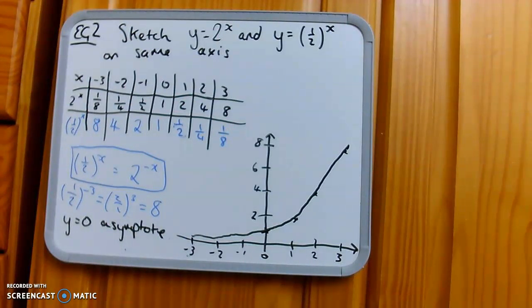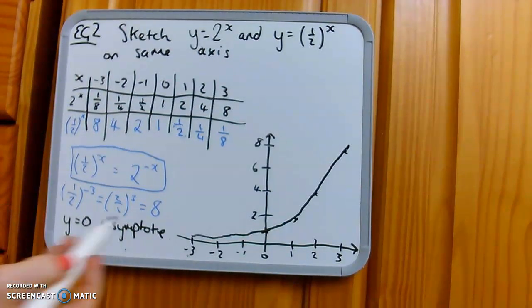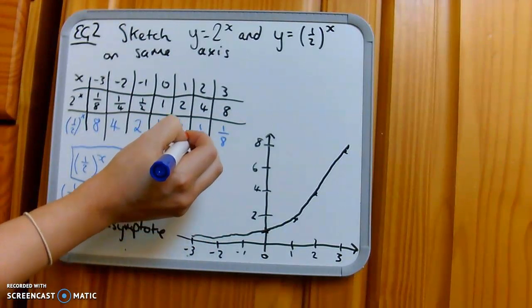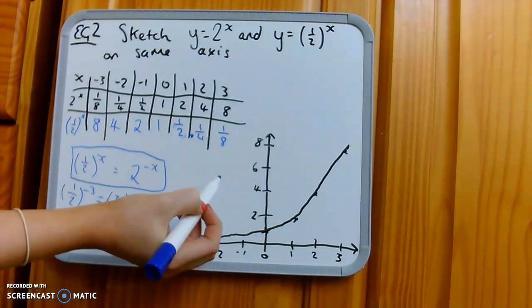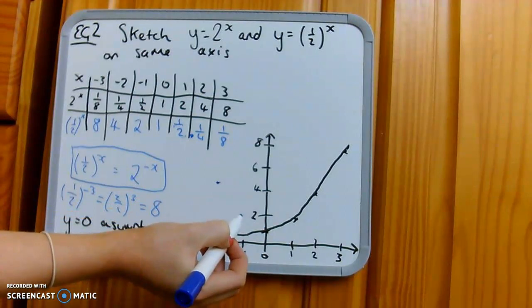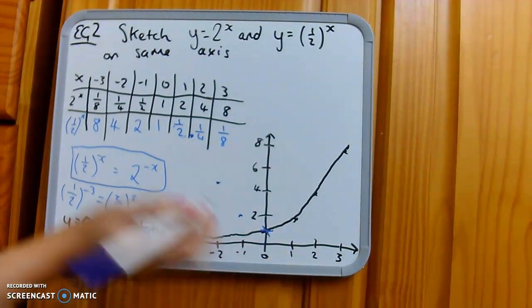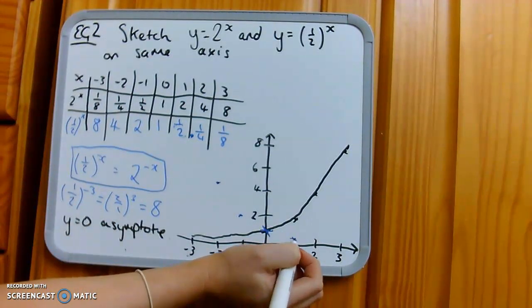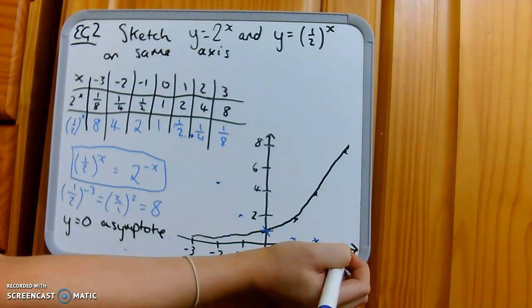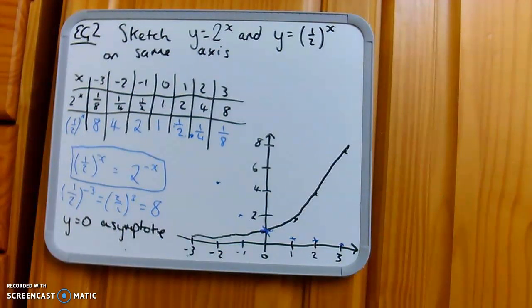Okay, now I've not really left much space for this, but if I now sketch this out, at minus 3 I'm going to start all the way up here with minus 8. Minus 2 I've got my 4. Minus 1 I've got 2, and then it crosses at the same point every single time. And then here it's still going to tend towards 0, but this time when x is positive.